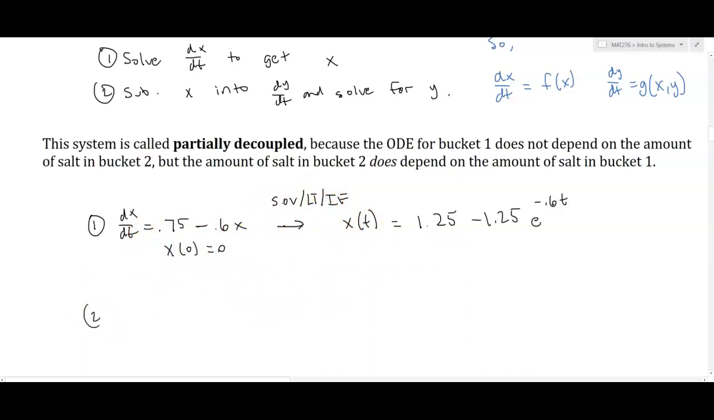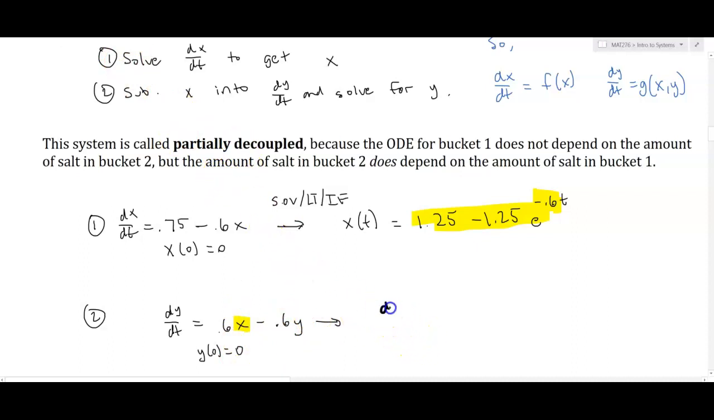So step 2, we said that dy dt is equal to 0.6x minus 0.6y. And our initial condition is this bucket is also clean of salt. So now we're going to replace x right here with what x equals, which is this whole thing. Now we wrote x of t, but that's the same thing as x. X and y are functions of time. That's just implied in the process.